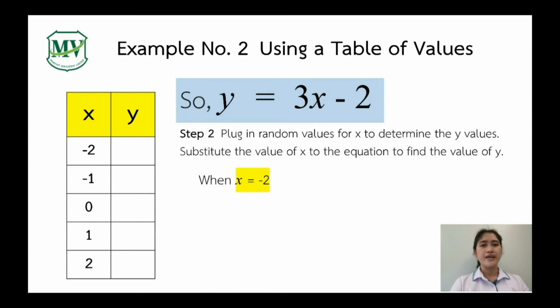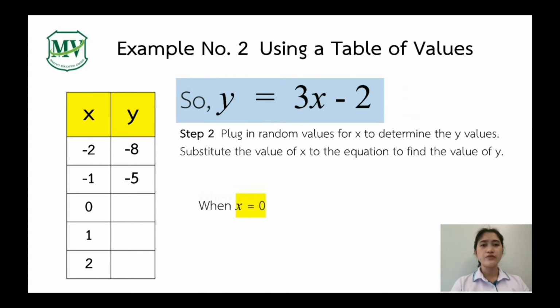So when x equals negative 2, y is equal to 3 times negative 2 equals negative 6, right? And then negative 6 minus 2 equals negative 8. Next, when x equals negative 1, 3 times negative 1 equals negative 3. Negative 3 minus 2 equals negative 5.